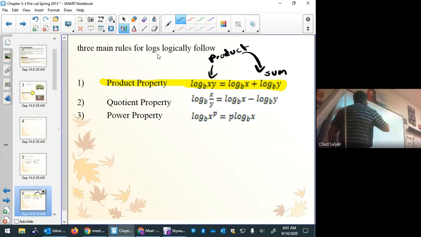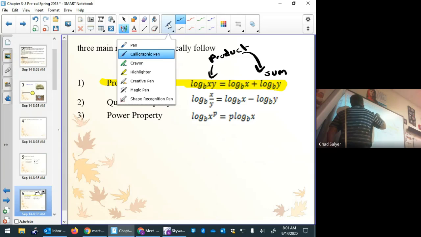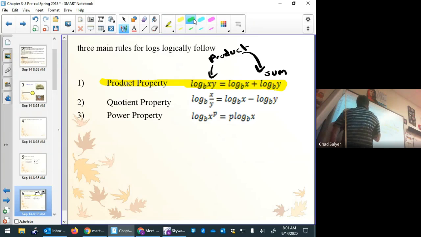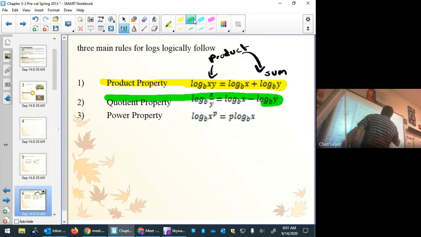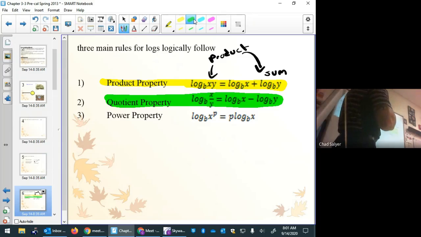Now, if I have a quotient in the argument, for the second one here, I can rewrite that as a difference. So a quotient can be rewritten as a difference of those 2, the numerator and denominator. Divisor, dividend, whatever. And then finally, the power property allows me to write any exponent in the argument as a coefficient.